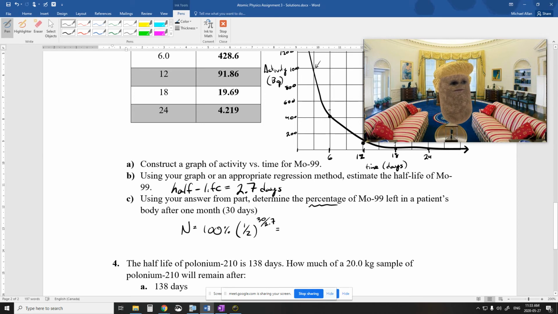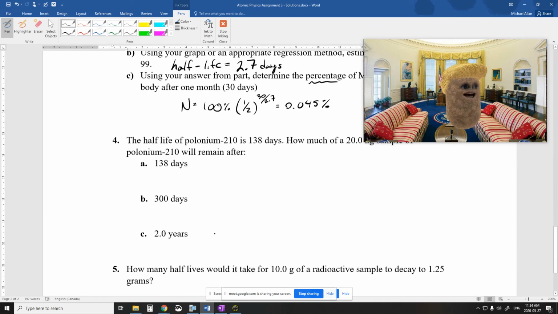Okay, pull out my calculator here. And we get 0.045. And this is a percentage because I had 100 there, so this is in percentage already. So I don't have to change it. It's not going to be 4.5%. It's going to be 0.045%.